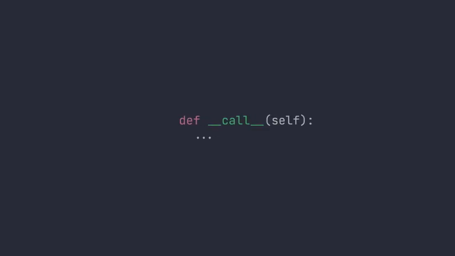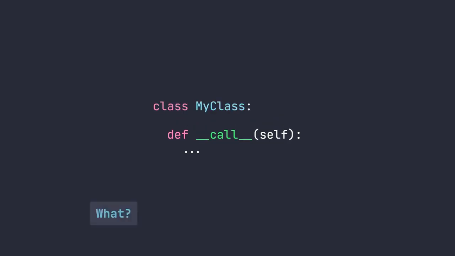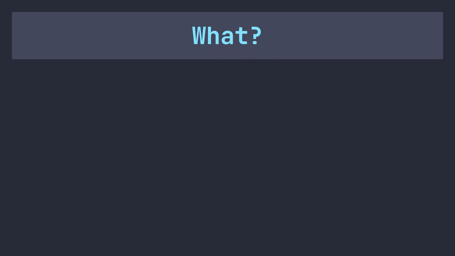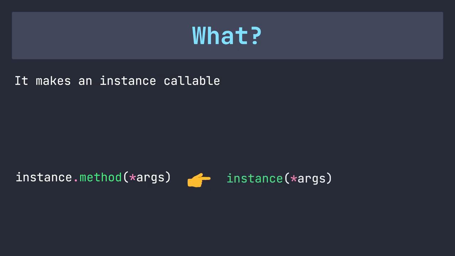In this video, I want to talk about the __call__ method in Python classes, what it is, how to use it, and when you should use it. To put it simply, it makes an instance callable. So instead of calling a method, you can directly call an instance.